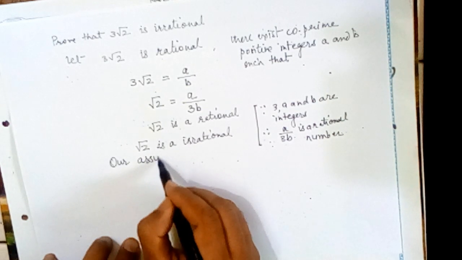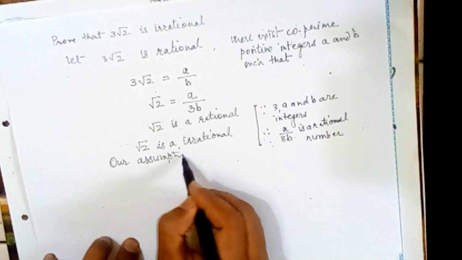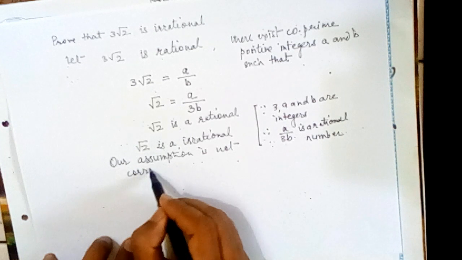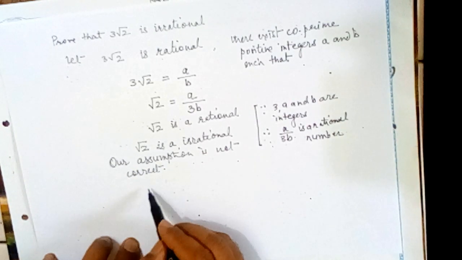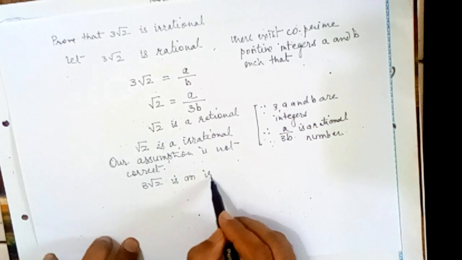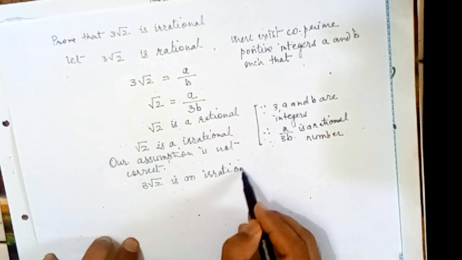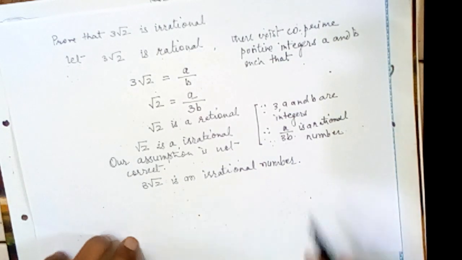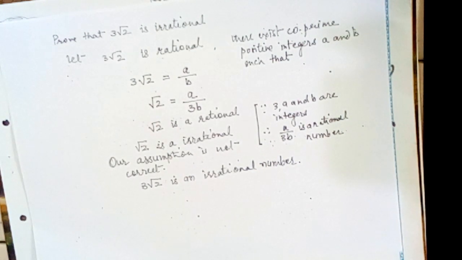Our assumption is not correct. So 3 root 2 is an irrational number. This way we can prove 3 root 2 is an irrational number.